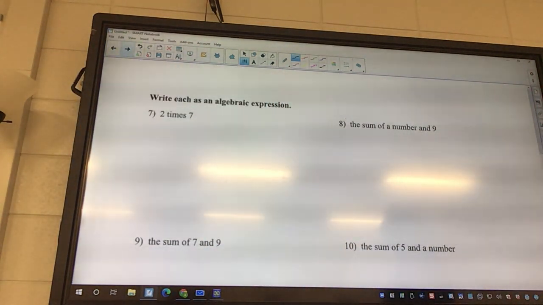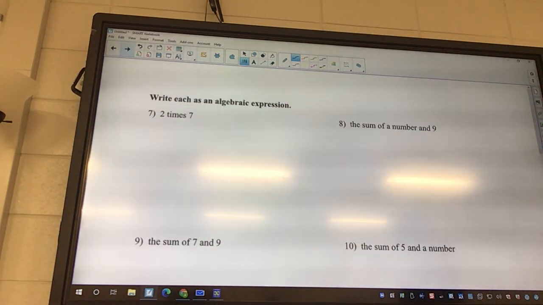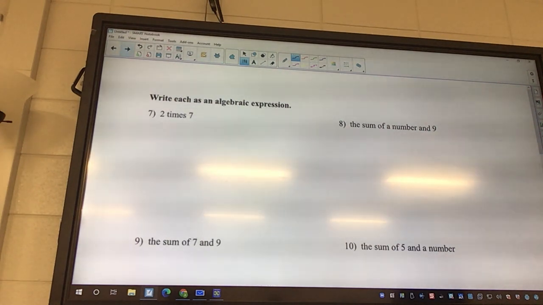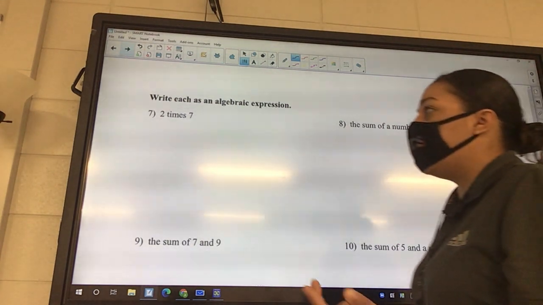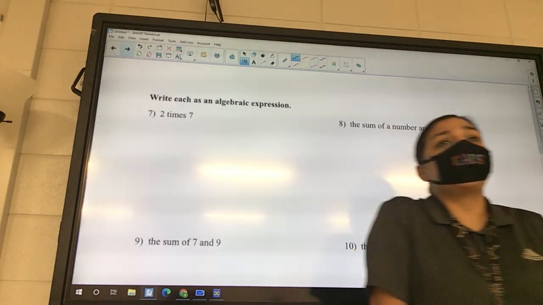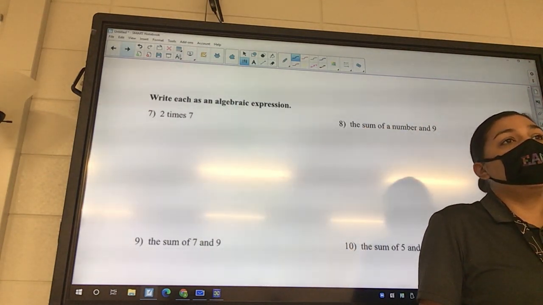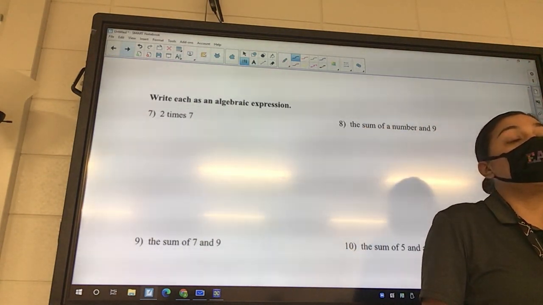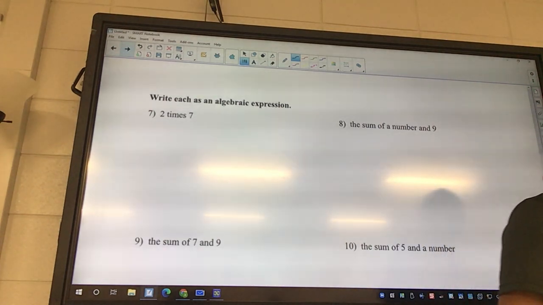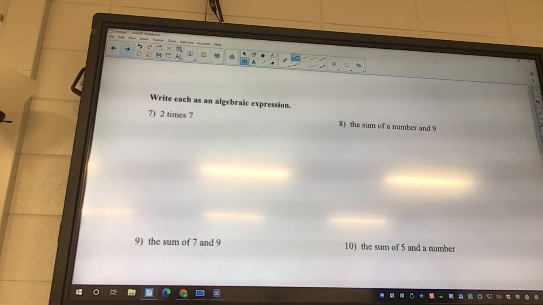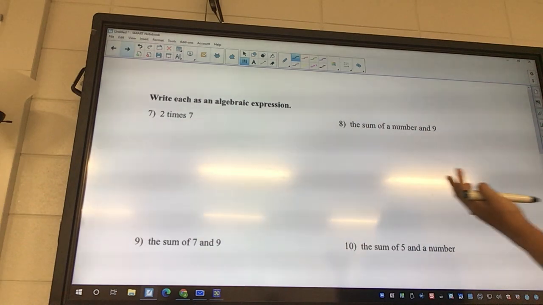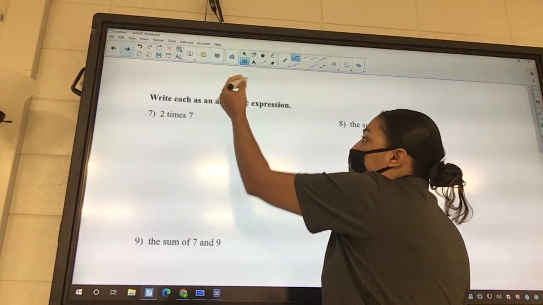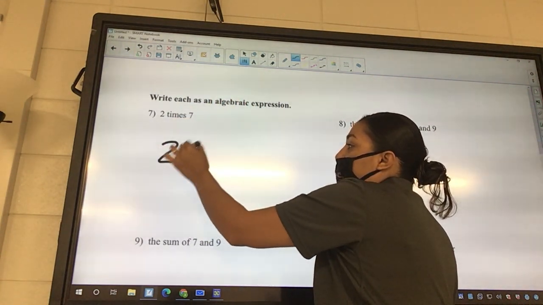Okay, write each as an algebraic expression. Okay, an algebraic expression, and you guys can help me describe, but how would you describe that? 2 times 7. It's 2 multiplied by 7. Yeah, so it's like the number with the symbol. I don't know a way to explain that to you, but it's 2 times 7.